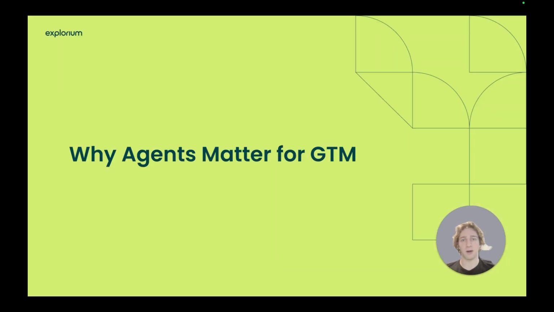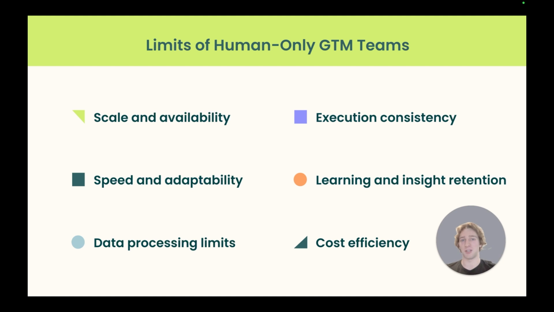And now let's talk about why go-to-market teams specifically need agents. We identified 6 fundamental limitations of human-only teams: scale and availability, speed and adaptability, data processing limits, execution consistency, learning and insight retention, and cost efficiency. And while some of these may be very clear, it is important to note how an AI agent can solve them.